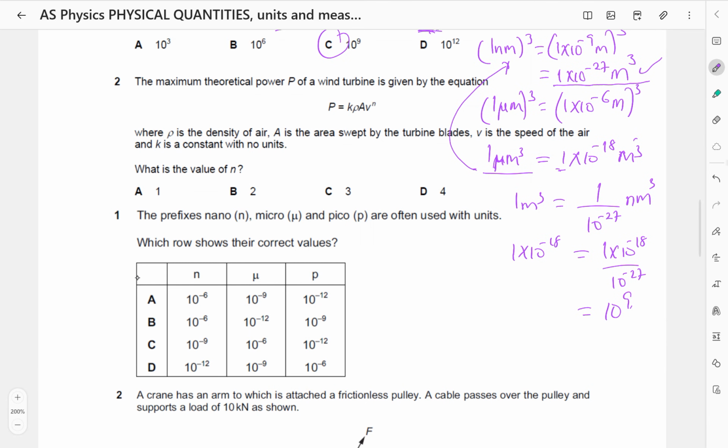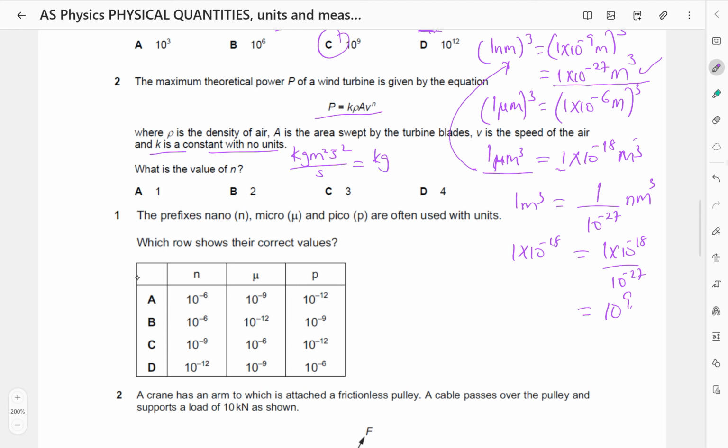The maximum theoretical power P of a wind turbine is given by this equation, where rho is the density, A is the area swept by the turbine blades, V is the speed of the air, K is a constant with no units. So I will not include K in my units. What is the value of n? So I will just equate the units. P is power. Power is energy over time. So power will have units kilogram, meter squared per second squared divided by time, which is seconds.